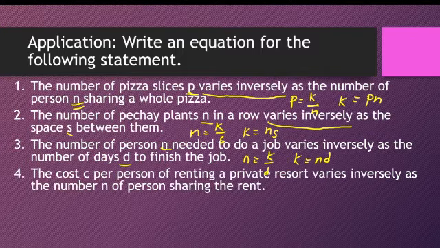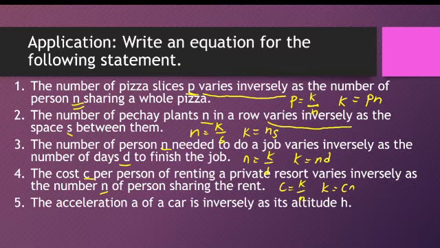Next, the cost C per person of renting a private resort varies inversely as the number N of persons sharing the rent. Okay, so mas maraming nagsishare, yung cost per person na mas maliit. Mas konti yung nagsishare, mas malaki yung babayaran per person. So, that is an inverse variation. So, gamit tayo ng C tsaka ng N. So, C is equal to K over N. So, our constant is equal to Cn, the product.